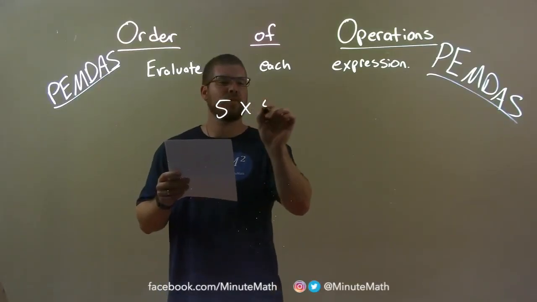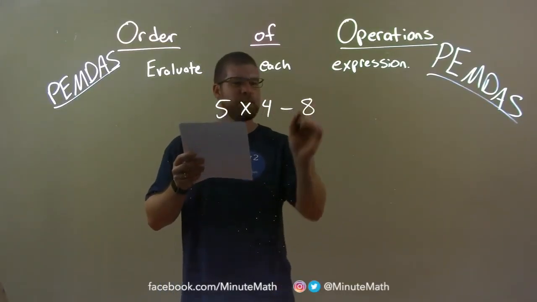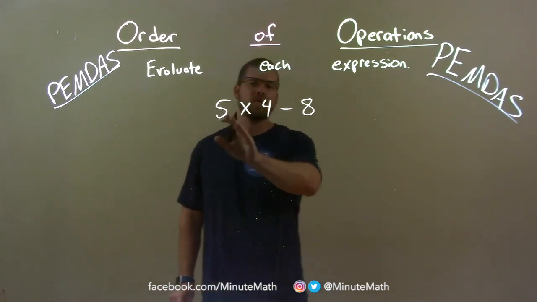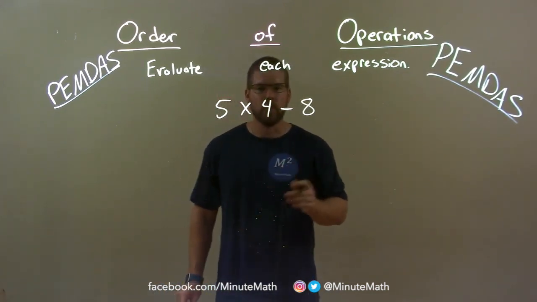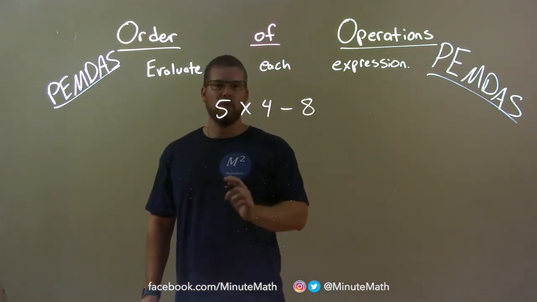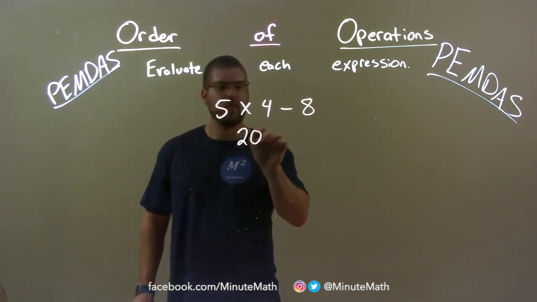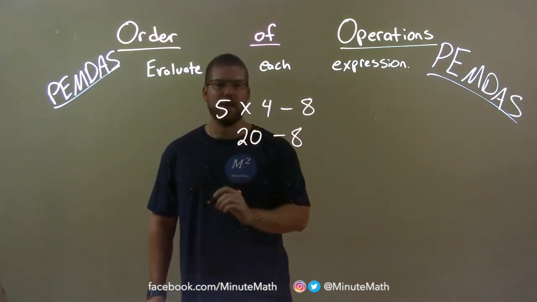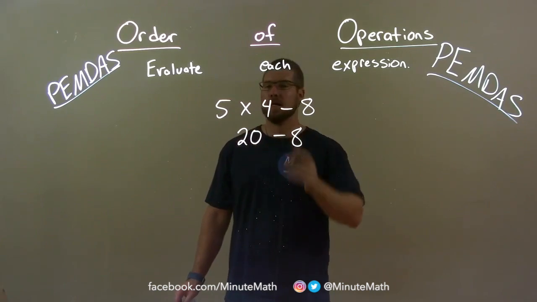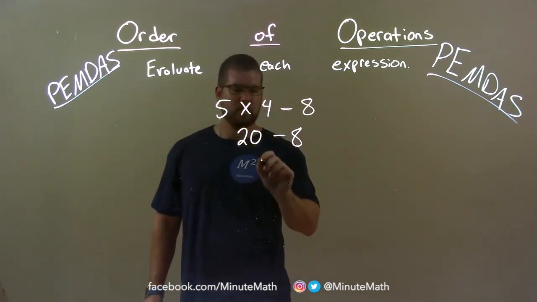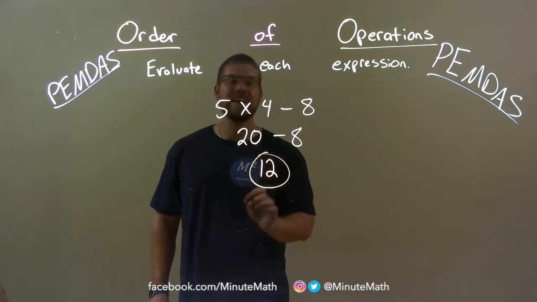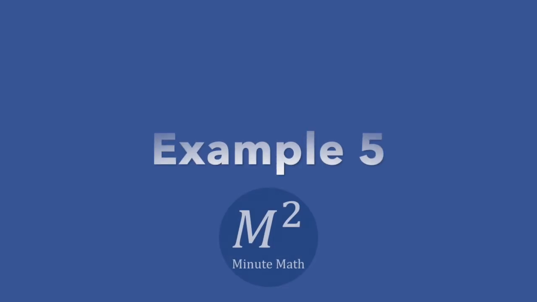5 times 4 minus 8. Here, multiplication must come first. So 5 times 4 is our first step, which is 20. Bring down the minus 8. Now we have 20 minus 8, and 20 minus 8 is 12. So the final answer here is just 12.